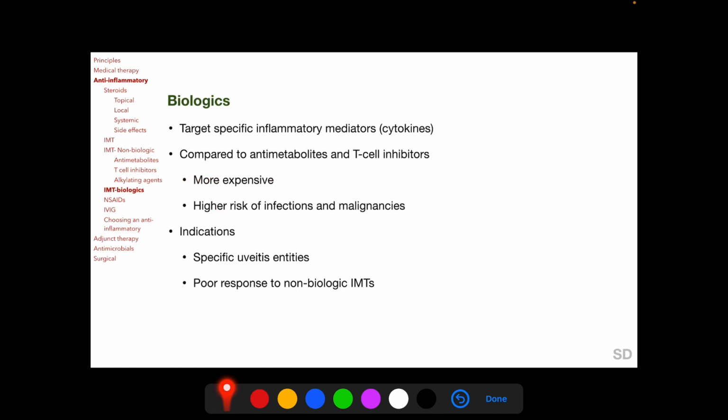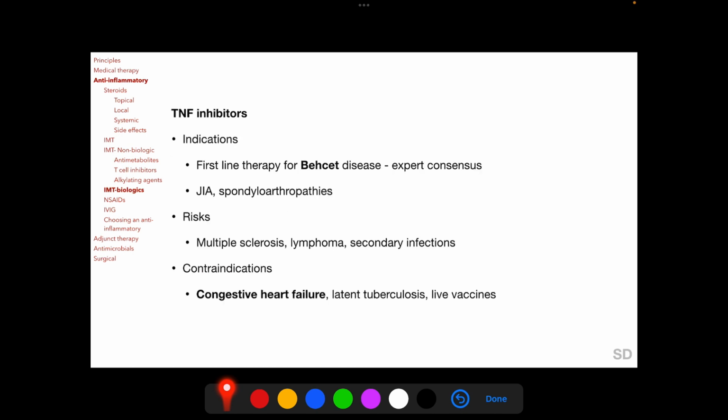expensive with a higher risk of infection and malignancies, and they are indicated in specific uveitis entities and when there is a poor response to non-biologic IMTs. TNF inhibitors are the biologics primarily indicated for uveitis, and by expert consensus are now regarded as first-line therapy for Behçet's disease. TNF inhibitors are also indicated for recalcitrant juvenile idiopathic arthritis and spondyloarthropathies, and risks of TNF inhibitors include multiple sclerosis, malignancies like lymphoma and secondary infections.